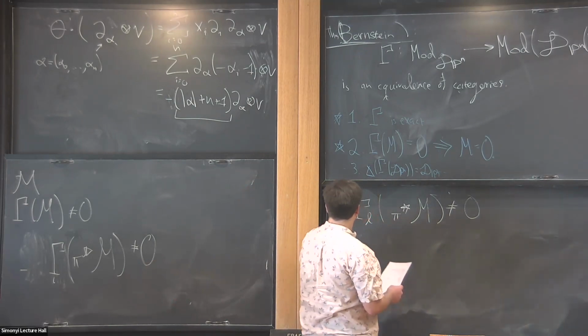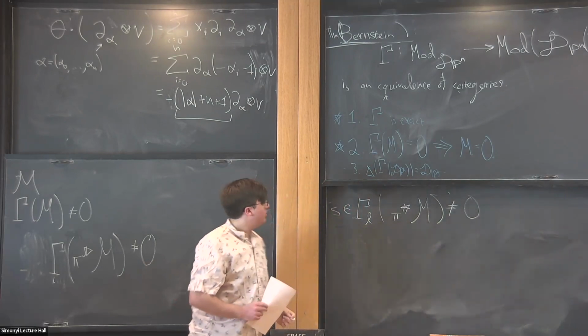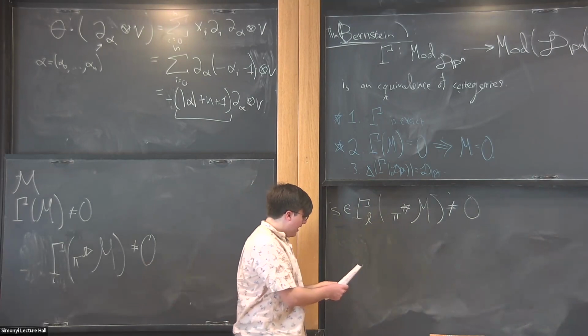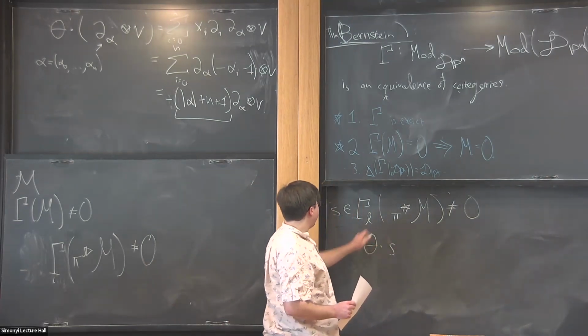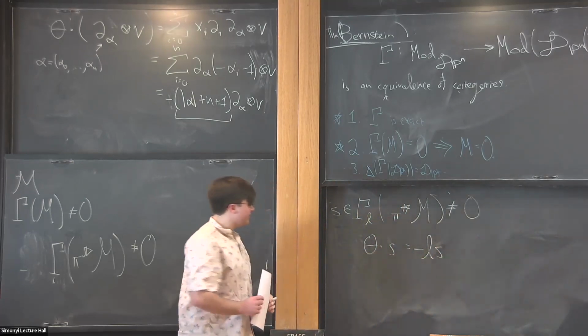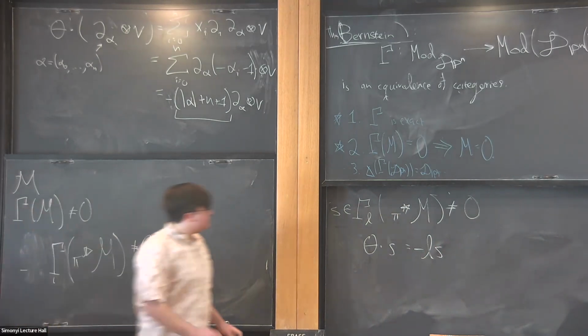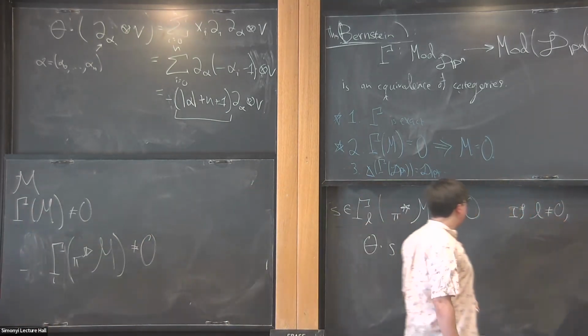Now, let me take S, some section in this kind of non-vanishing thing. And since on gamma L, theta acts as multiplication by negative L, we know that theta times S equals negative LS, if L is not equal to 0.